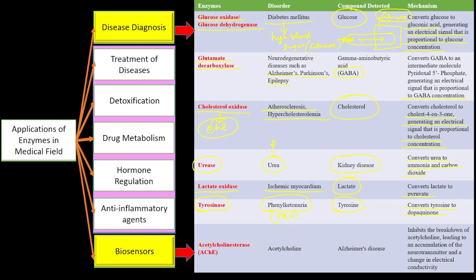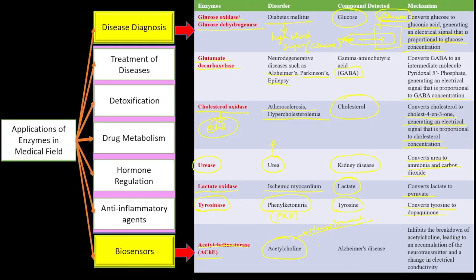And then we have the acetylcholinesterase. Acetylcholinesterase is an enzyme which helps to detect the acetylcholine level. And acetylcholine, if you recall, is a neurotransmitter, right? If there is a depletion or reduction in the level of neurotransmitter, it is going to disturb the conduction of the neural signal. As a result, the person is going to have neurodegenerative diseases, or it is a clear indication that the person has brain-related issues. So that is going to help you detect Alzheimer's disease.